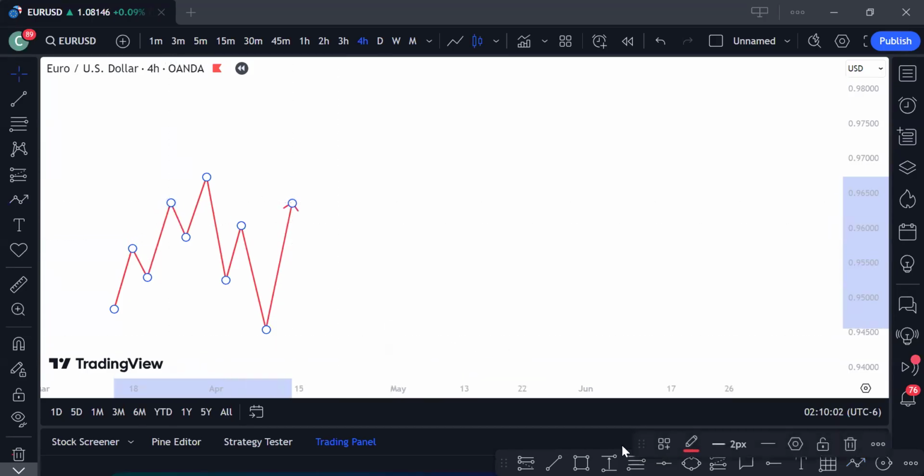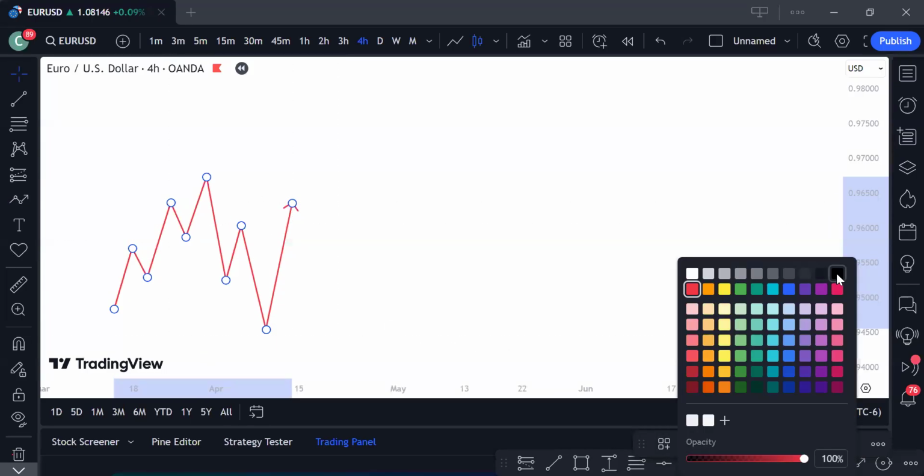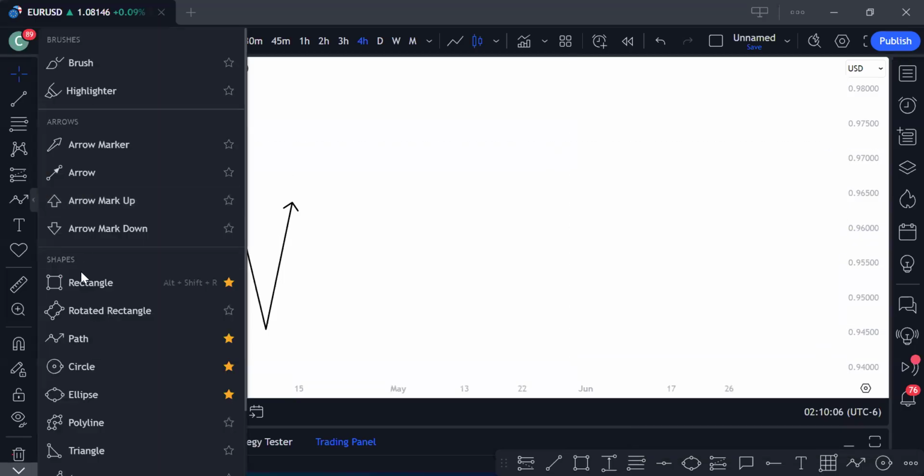Why am I using red? I don't like using red.